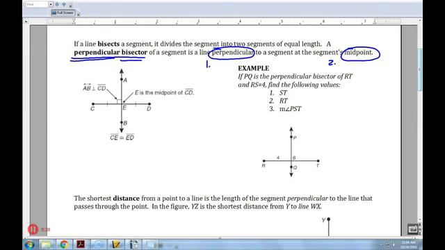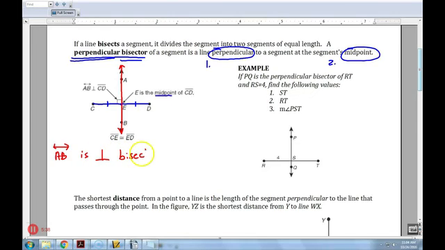So let's look at this example here. Looking at this example, I see that E is the midpoint, and I can tell that by these markings here. E's right in the middle. So CD is the piece that got chopped in half at 90 degrees. So this line right here, AB, is the perpendicular bisector.